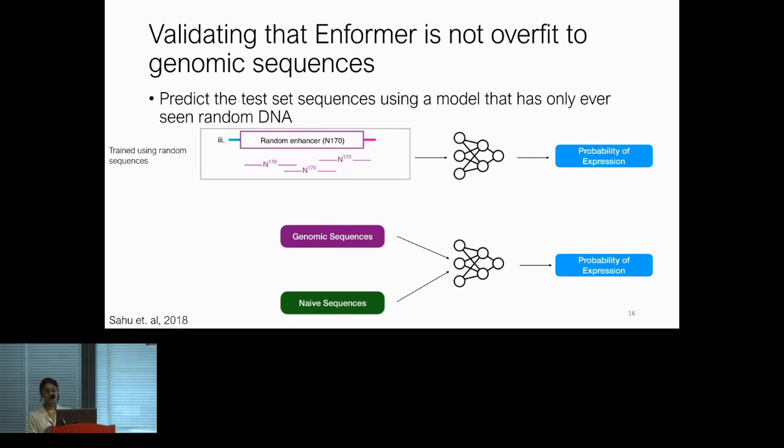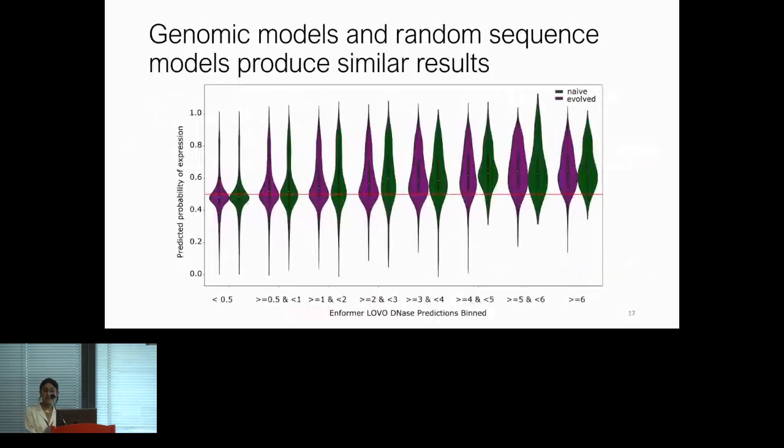So what we did is we used the same genomic and naive sequences that we fed through Informer. We binned them to be of appropriate length, and then we predicted using this model that has no bias towards genomic DNA. And what we see is really interesting. We see that genomic models and these random sequence models produce really similar results.